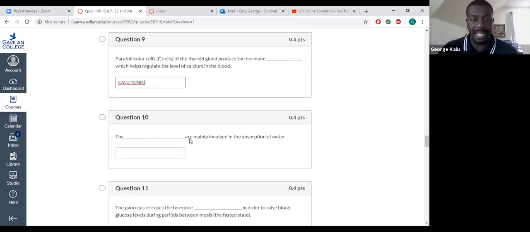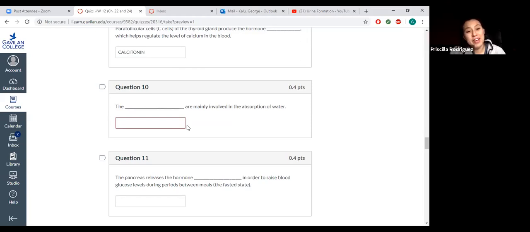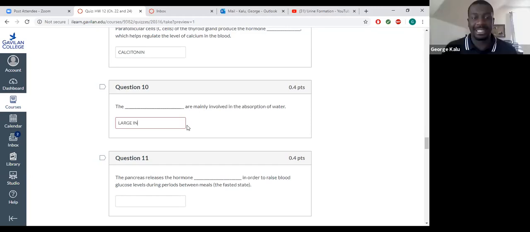Number 10. The blank are mainly involved with the absorption of water. Which part of the digestive system are we looking at here? I say the absorptive cells of the large intestine. Yes, that would be good. I was just looking for large intestine, but if you said absorptive cells, that works too. But mainly the large intestine is going to be involved with absorbing water inside the digestive system.